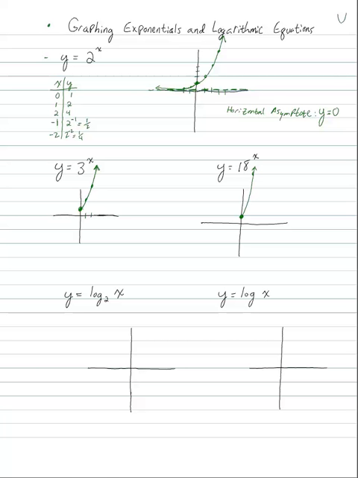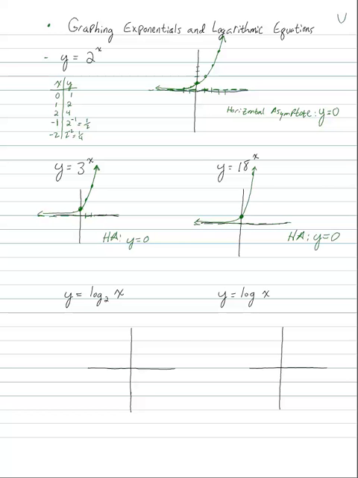Okay, so let's see what happens if I put in negative numbers. If I put in 3 to negative 1, I'll get 1/3. If I put in 3 to negative 2, I'll get 1/9. So again, getting closer to the x-axis without hitting it. Same thing with the 18. 18 to negative 1 will be 1/18. 18 to negative 2 would be 1/18 squared. So getting closer to the x-axis without hitting it. So they again are going to have this horizontal asymptote on the x-axis. So they'll have the same one. I'm going to abbreviate it now just to HA. HA, y equals 0.